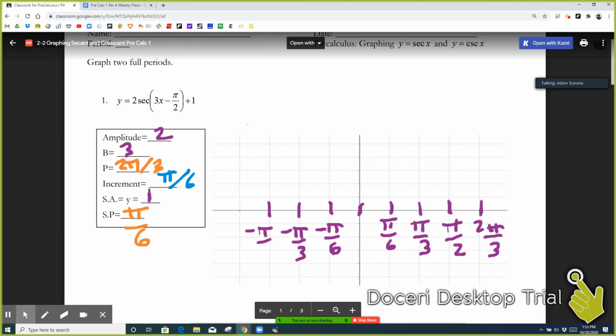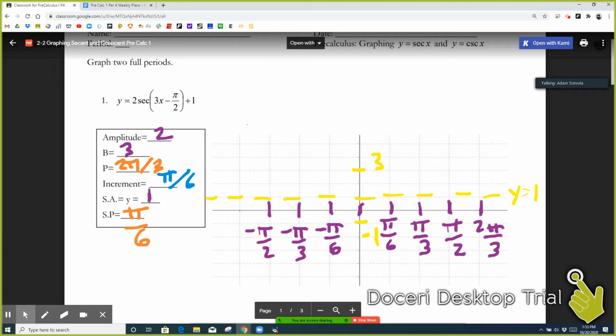All right, now for our y-axis, we're going to look at our midline, which is at y equals 1. So we got a nice horizontal line here at y equals 1. It's not actually part of our graph, but we use it as like a guide for points. And the amplitude is 2. So our max is going to be at 3, which is 2 units above 1. And our min is going to be at negative 1, which is 2 units below 1. So that's at negative 1.